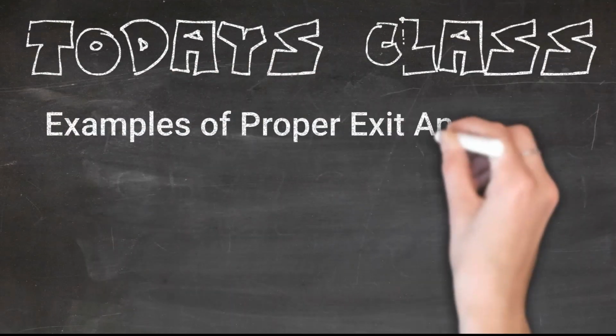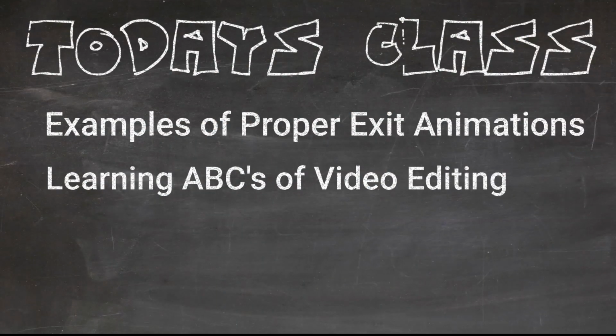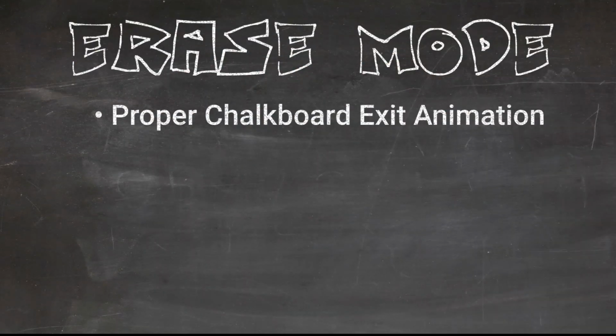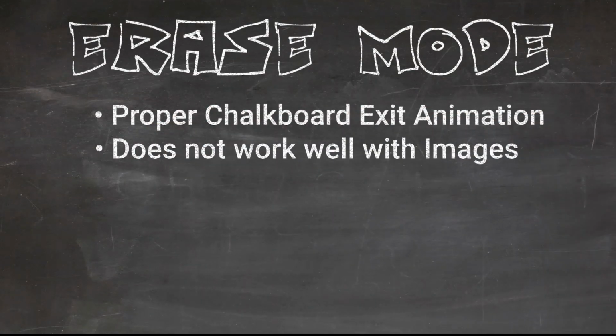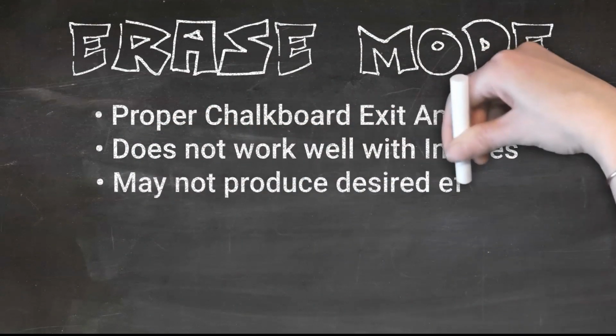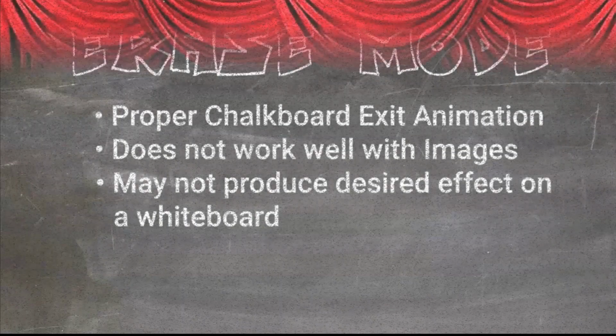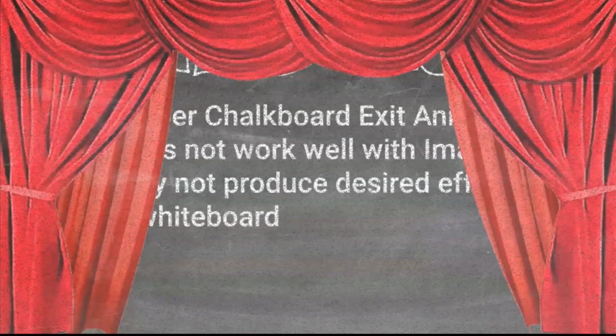Another good example would be using a chalkboard background and erasing the board before transitioning to the next scene. In this case, the erase mode exit animation would be perfect to clear off the chalkboard before the next scene appears. This serves as a refresh, like in a play when the curtain closes and reopens with a new scene.